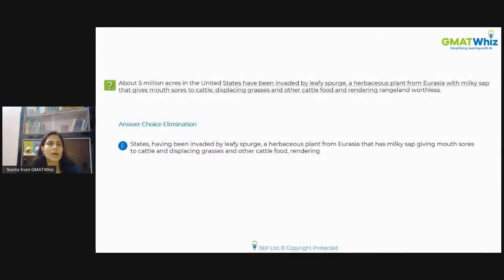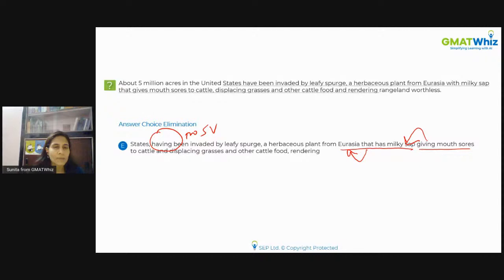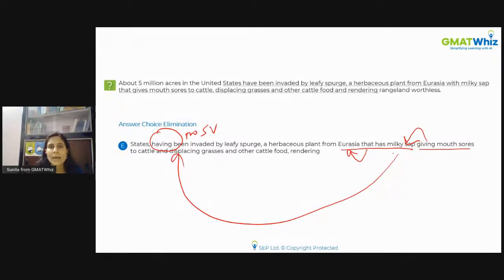E, no verb again, no SV pair here, okay. And then again, Eurasia that has milky sap. Now this is even more weird. And the sap giving mouth sores to cattle. All right. See, all the modifiers illogically kind of. So milky sap giving mouth sores is still okay. But it means milky sap giving mouth sores to cattle, milky sap displacing grasses, milky sap rendering the rangeland worthless. Totally out is E. All right, guys.